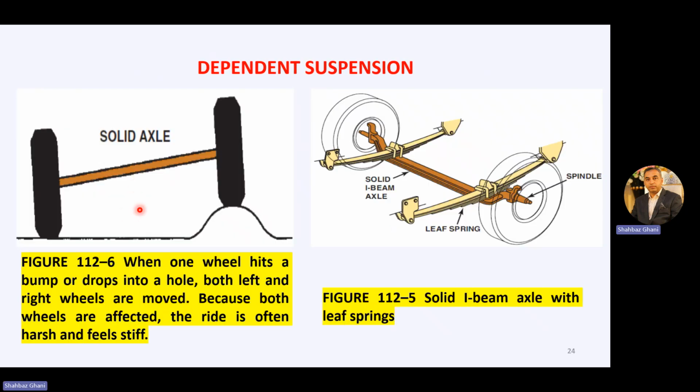Let me use a few figures to explain. When one wheel hits a bump or drops into a hole, both left and right wheels are moved. Because both wheels are affected, the ride is often harsh and feels stiff. In the solid axle I-beam here, we have one wheel attached to this solid axle I-beam, which is attached to the other. We have a leaf spring attached here.